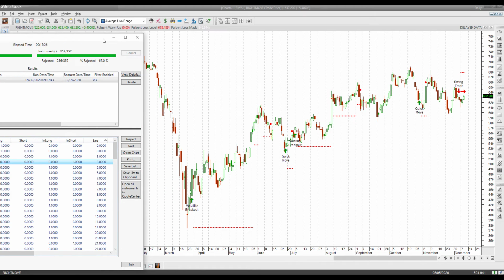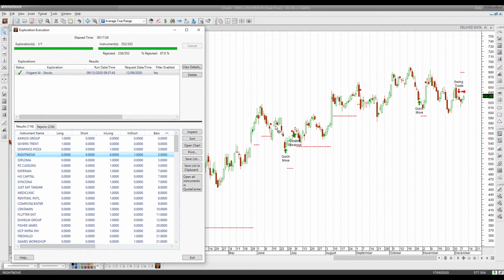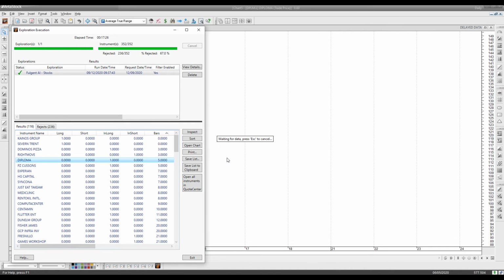You see from the volatility breakout at the bottom, just kept going higher. Stop loss there, volatility breakout, huge move, sell signal there after hitting the stop loss. Quick move with the sell signal there, swing trade to the downside. This is actually a short position, 3 days into a short. That's interesting. So the other one that's in a long is Diploma.